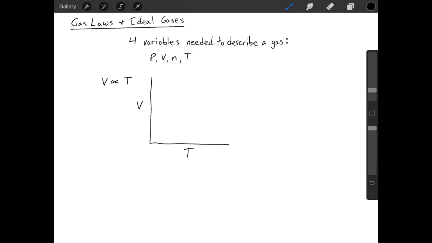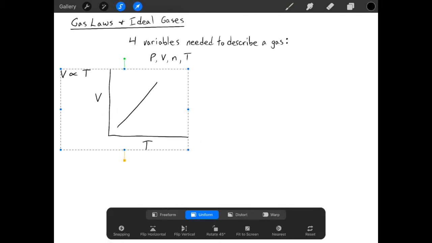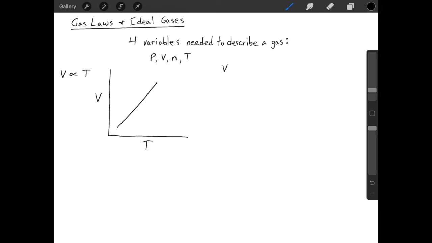They discovered that volume of a gas and temperature of that gas are directly proportional, which is to say, as temperature increases, volume increases. They also discovered that volume is inversely proportional to pressure, which is to say, as the pressure goes up, the volume goes down.